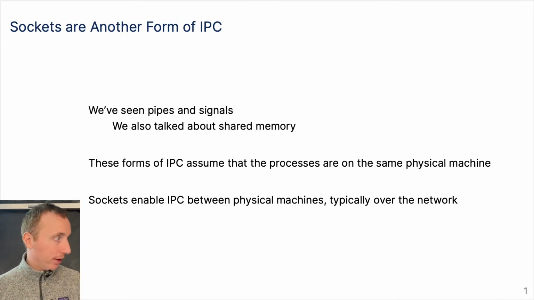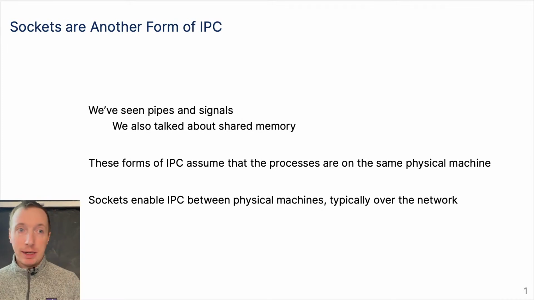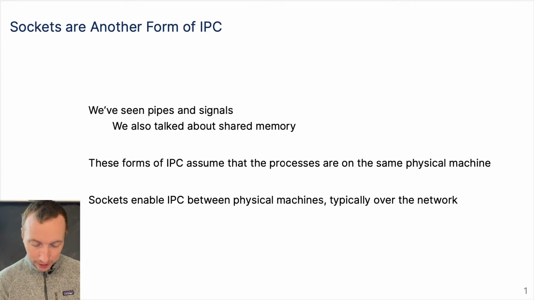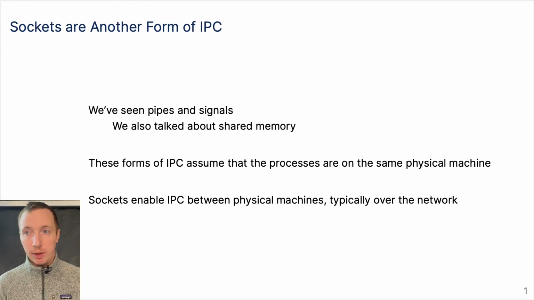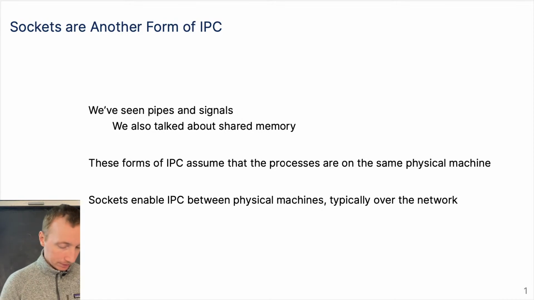But all the forms of IPC we've seen so far assume that the processes are on the same physical machine, and today we're going to assume that they may not be on the same physical machine, because that's what networking gives us. So sockets enable IPC between different physical machines, and that will typically be done over the network via Wi-Fi, Ethernet, or whatever.